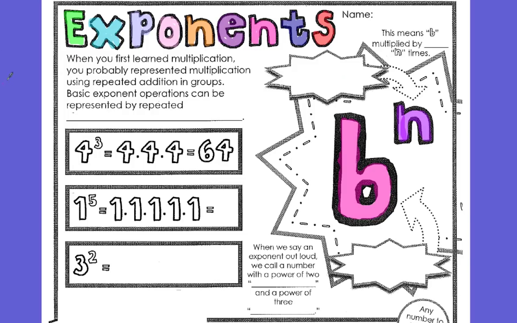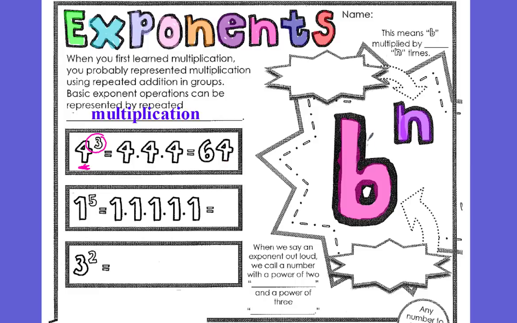Okay, let's go ahead and look at our foldable note for our journal. And let's just go through this. It's kind of a summary of what we've gone over in the first 2 videos on exponents. When you first learned multiplication, you probably represented multiplication using repeated addition in groups. We talked about that. 3 plus 3 plus 3 is the same as saying 3 times 3. Basic exponent operations can be represented by repeated multiplication. So if we have 4 cubed, we're just repeating this 4 3 times. 4 times 4 times 4. Do the math and you get 64.